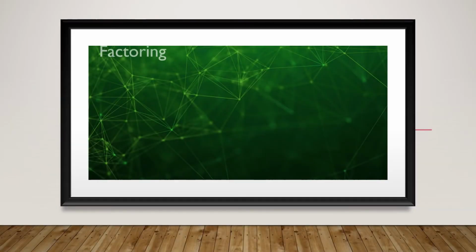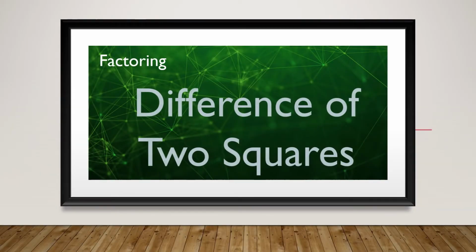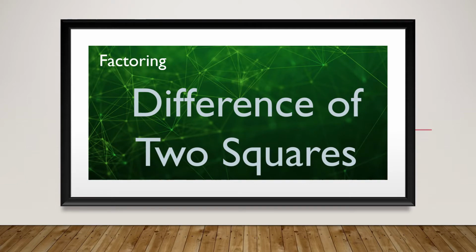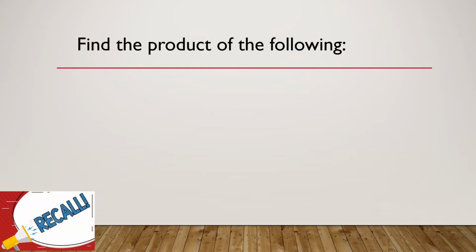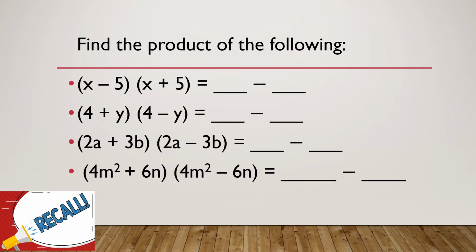Okay, today we will be discussing factoring the difference of two squares. What is the general form of the product of a sum and difference of two terms? Yes, that's right. We simply get the difference of the squares of the first and last terms. In this activity, you will recall how to find the product of the sum and difference of two terms. Pause the video while you answer, then play it again to see the answers.